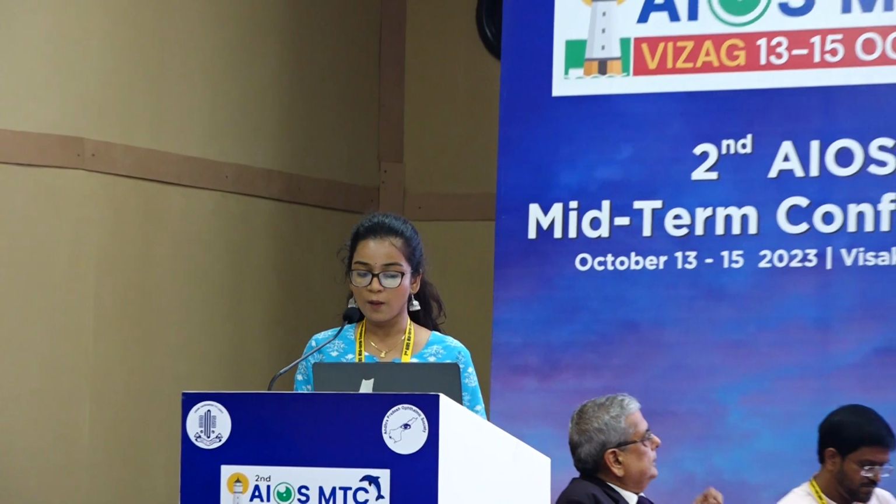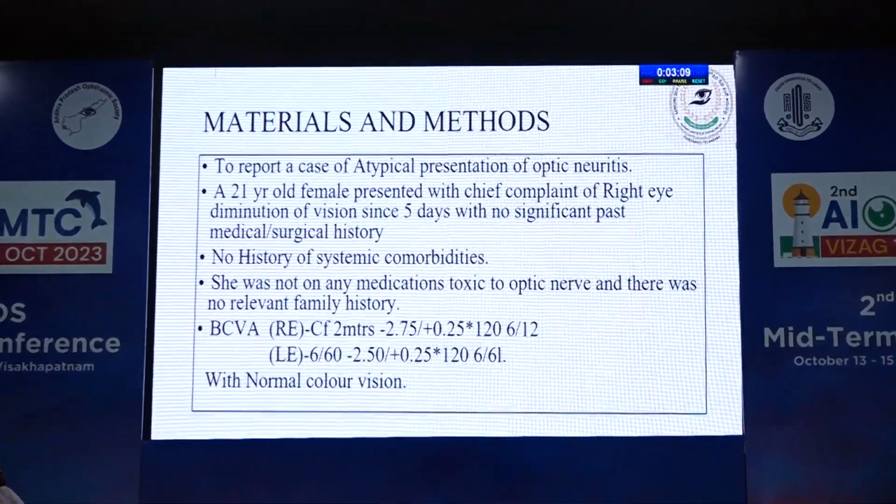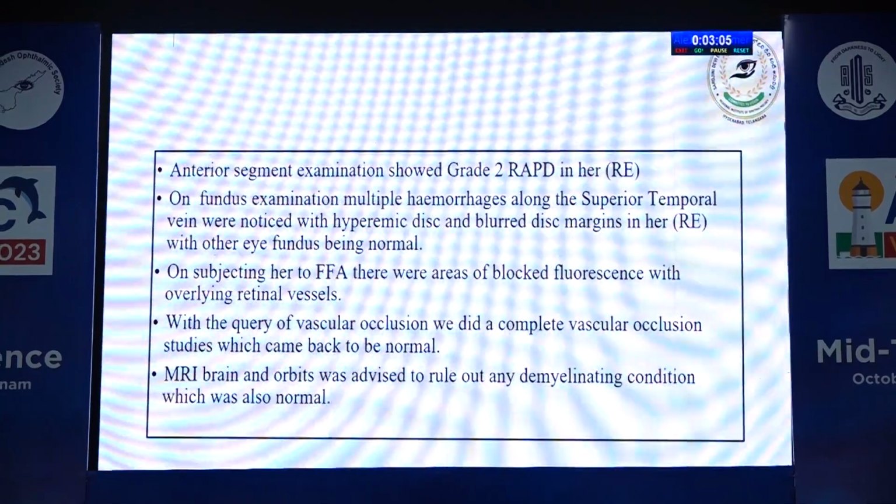A 21-year-old female presented with the chief complaint of diminution of vision in the right eye since 5 days, with no significant past medical or surgical history. There was no history of systemic comorbidities. She was not on any medication toxic to the optic nerve, and there was no relevant family history. Best corrected vision: right eye CF 2 meters improved to 6/12, left eye 6/60 improved to 6/6, with normal color vision. The anterior segment evaluation showed grade 2 RAPD in the right eye.